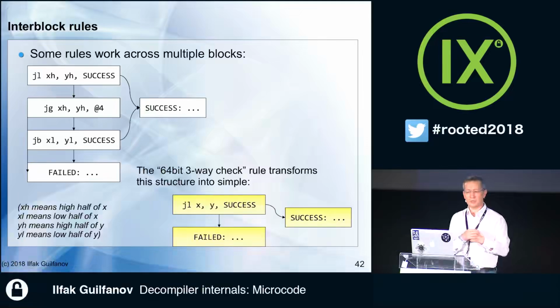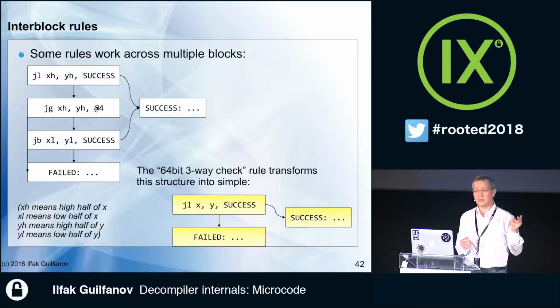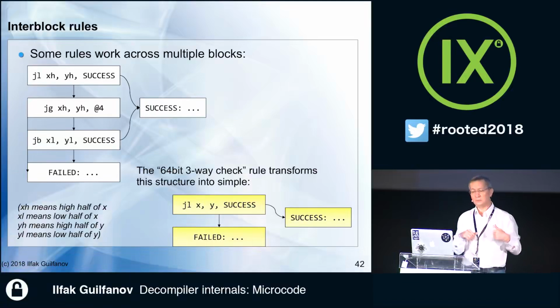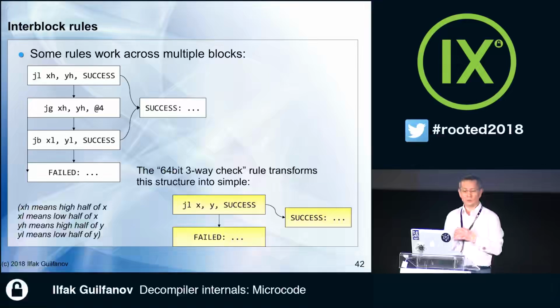Some rules work across multiple blocks. Imagine that we have quite complex data control flow. There are three comparisons. First, we compare the high parts twice, J less or J greater, and then neither of them work, which means that the high parts are equal. Therefore, we compare the low parts, J below, jump below. All this construct can be replaced with one JL, but here we use 64-bit values.